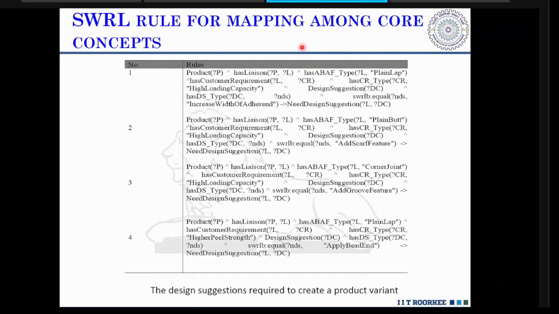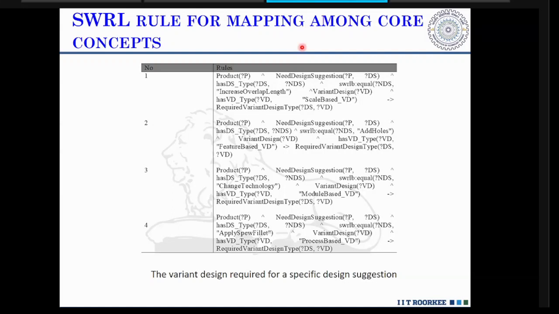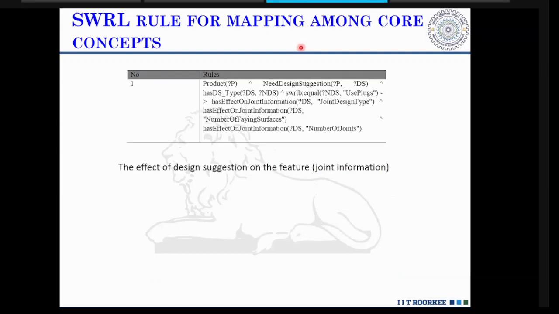So the previous one is mapping among core concepts. This is again some rules, which basically give us specific design suggestions. Then again, the effect of design suggestions on features or joint information. So there are many rules, but to give you some flavor, I just wrote very few.